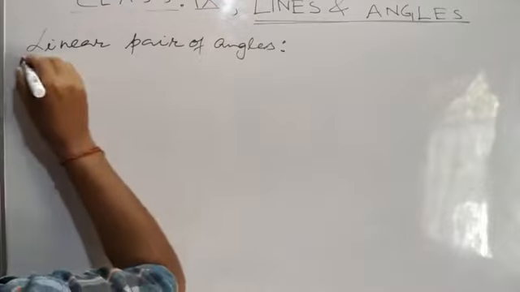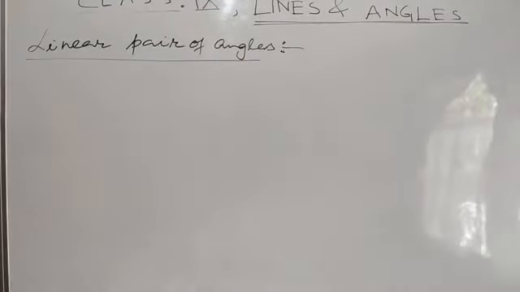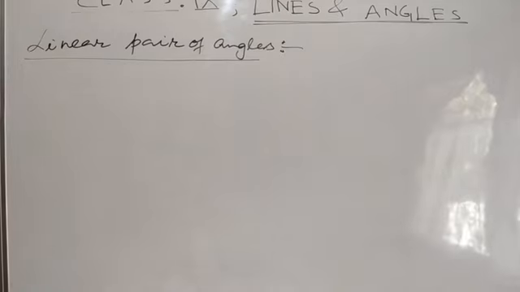Pairs of angles. Linear. From the name, linear means line, and pair means two angles. That means two angles form a line. Forming a line means 180 degrees, so the two angles together should be 180 degrees.